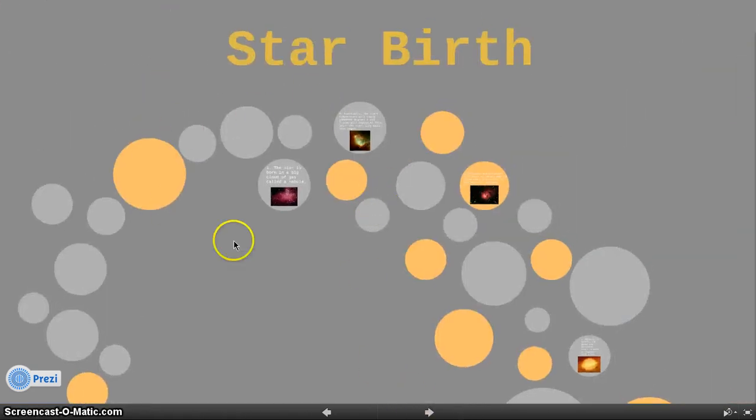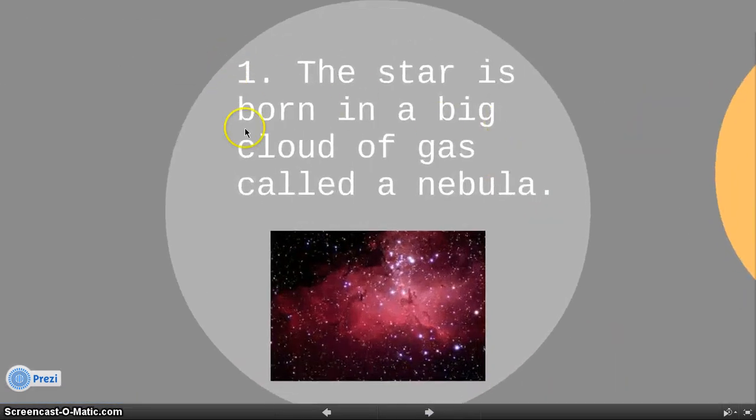So let's start with the actual basic part of the presentation, star birth. Star birth is how a star is born. It speaks for itself. The star is born in a big cloud of gas called a nebula. This is a picture of one right here. It looks just like this. There's lots of gas and particles floating around. They've all come together because of gravity.